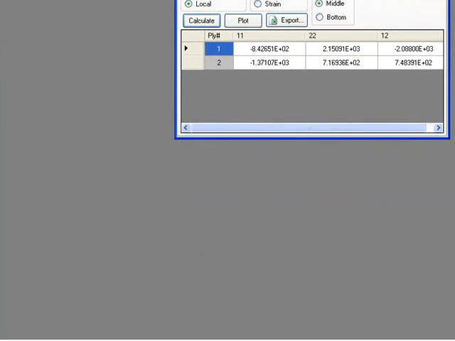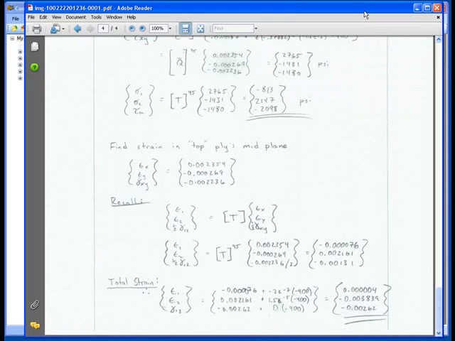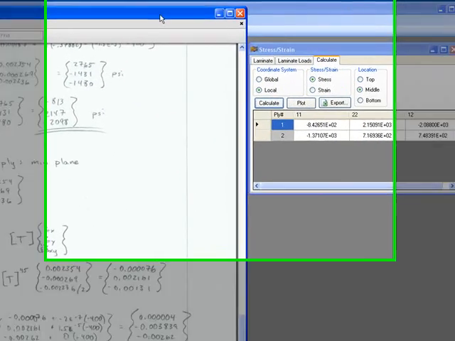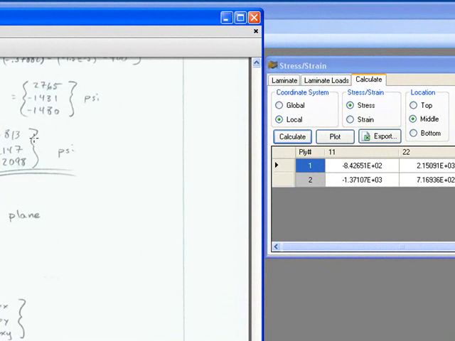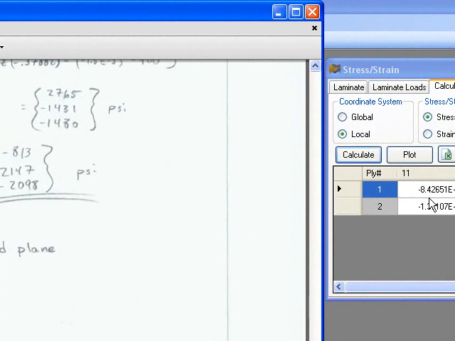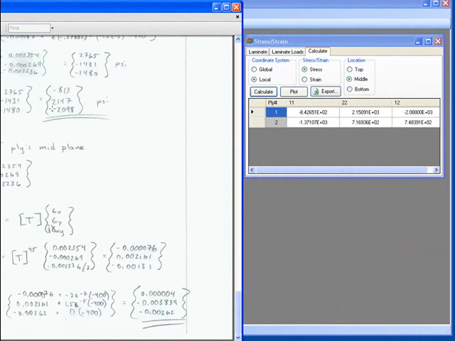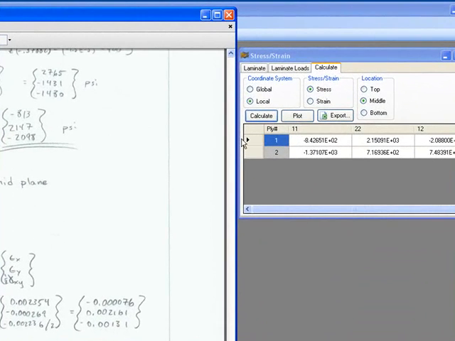So let's go back and check this again against our hand calculations. And if I move this out of the way, you can see that minus 813 compression PSI versus minus 842. That's very close. We have round off error in our hand calculations here. 2147 versus 2150 in tension for sigma 2, and a minus 2098 versus a minus 2088 for the top ply is indeed a confirmation that our calculations are good.